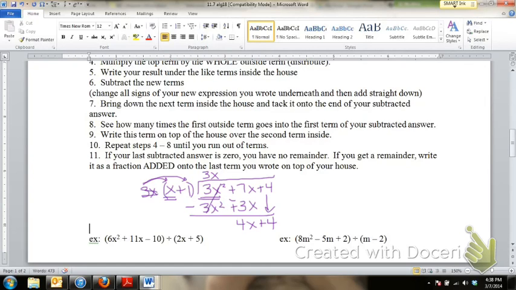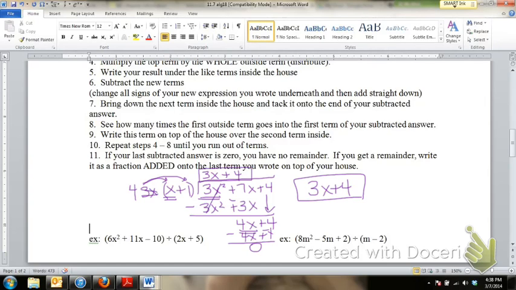Now I'm done with this. Now x into 4x, I have to multiply it by a positive 4. So put a positive 4 out in front. 4 times x is 4x. 4 times 1 is 4. Subtract, subtract, and I get 0. So 3x plus 4 is my answer.